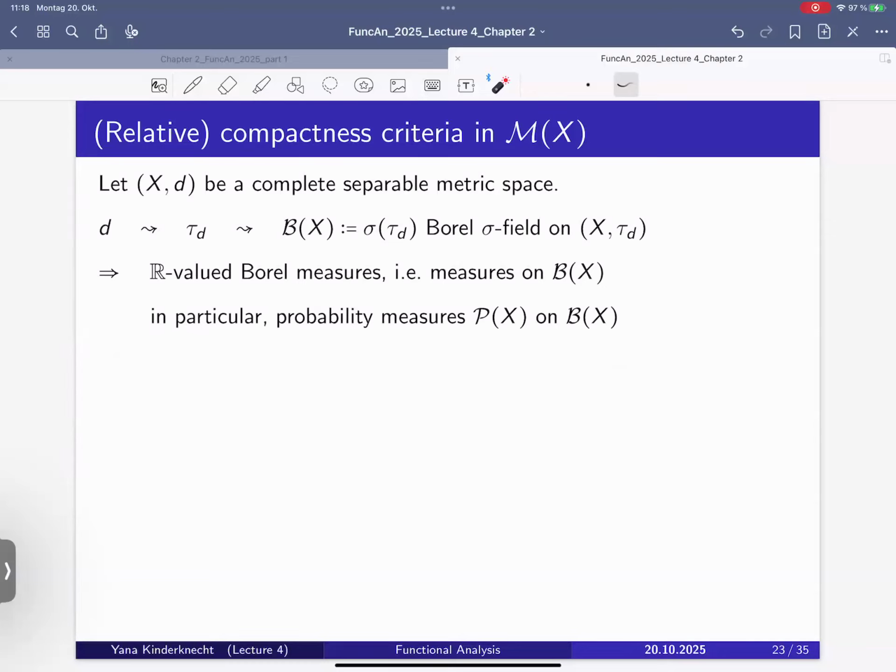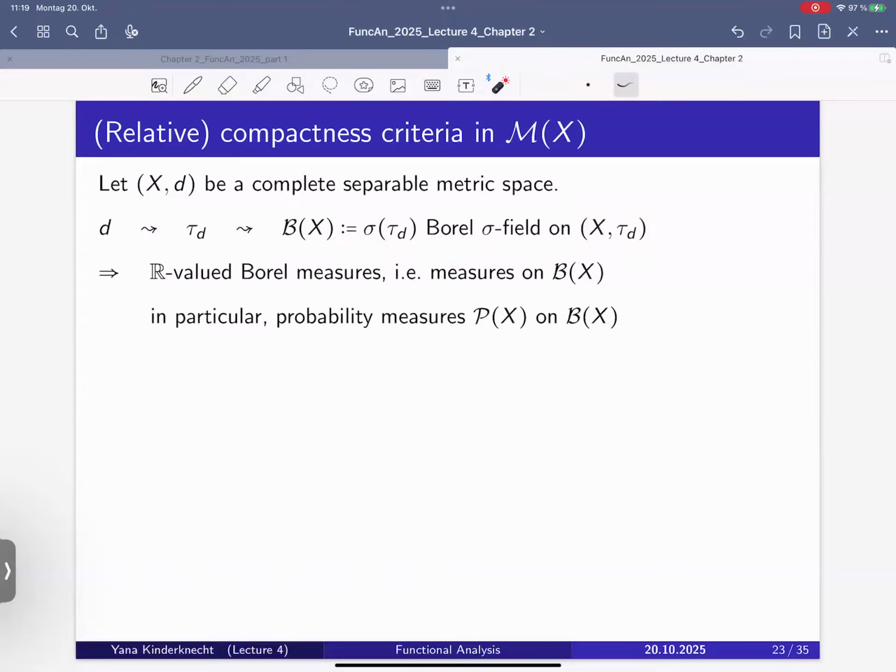Now we will consider a complete separable metric space, not just an abstract topological space, but this particular case. If we have a metric, then we can create a topology generated by this metric. Hence we have a topological space, and we can consider the Borel sigma algebra on it. By definition, this is the smallest sigma algebra which contains all open sets, the sigma algebra generated by the topology. In Russian and in German, people call it sigma algebra; in English sources, it is called sigma field, but this is the same object.